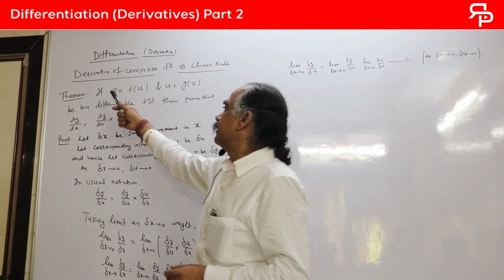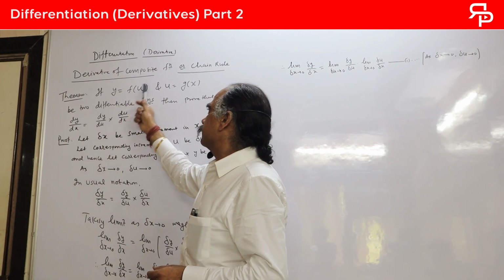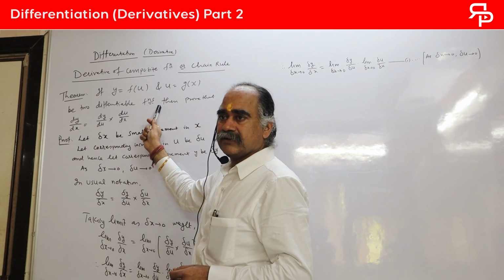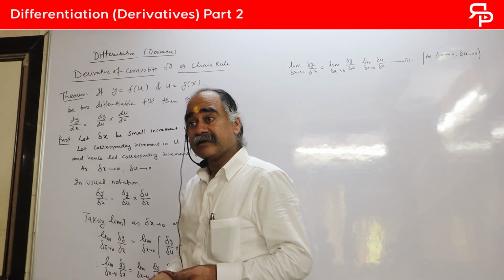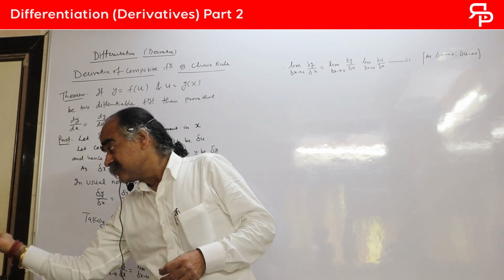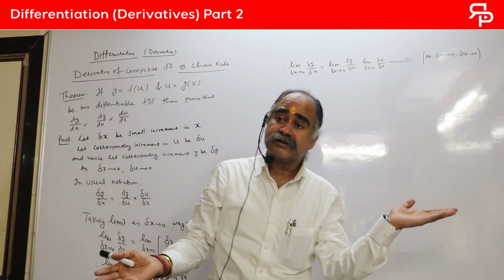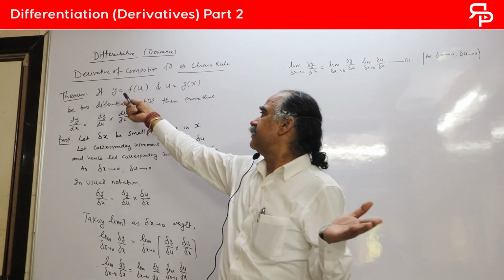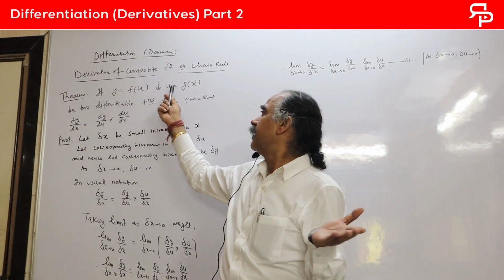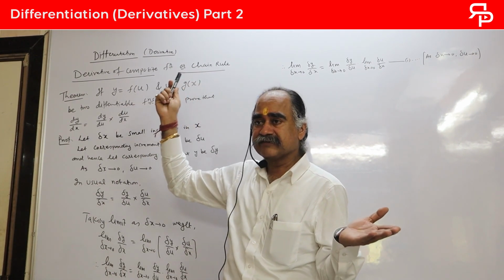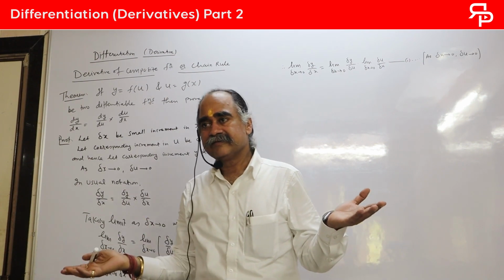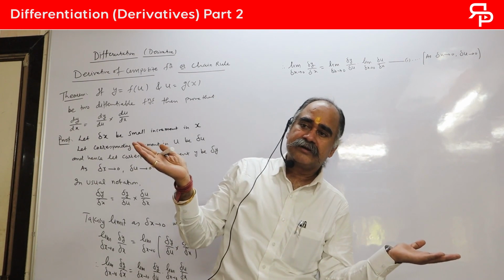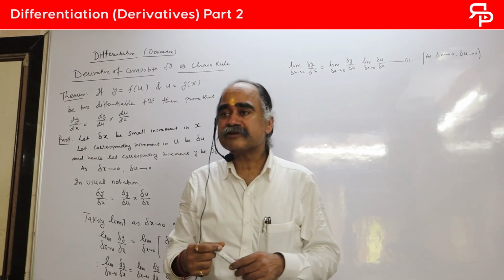So here, if y is equal to f of u and u is equal to g of x, be two differentiable functions. So differentiable functions are given. If the limit exists, then we say differentiable. Here already y is given to be a differentiable function of u, and u is given to be a differentiable function of x. That means the limit will exist. If the limit exists, then differentiable.